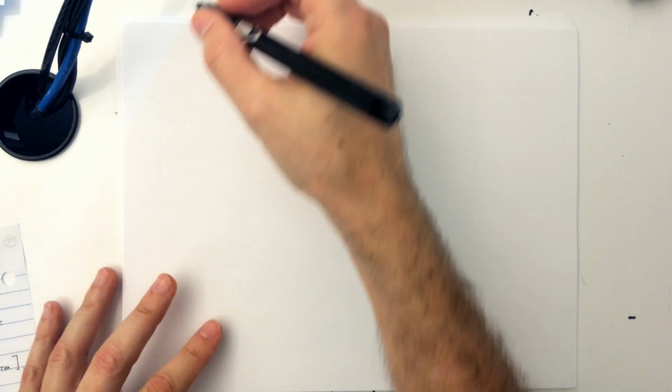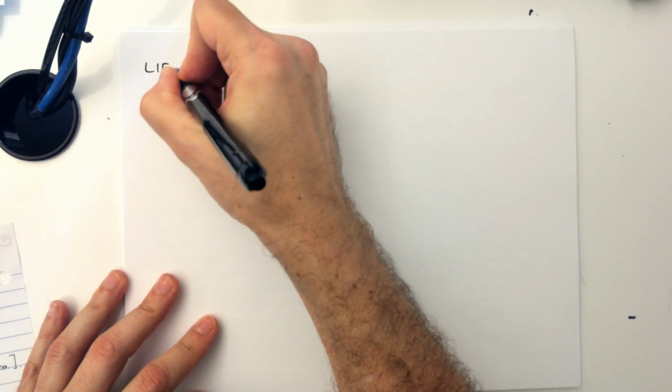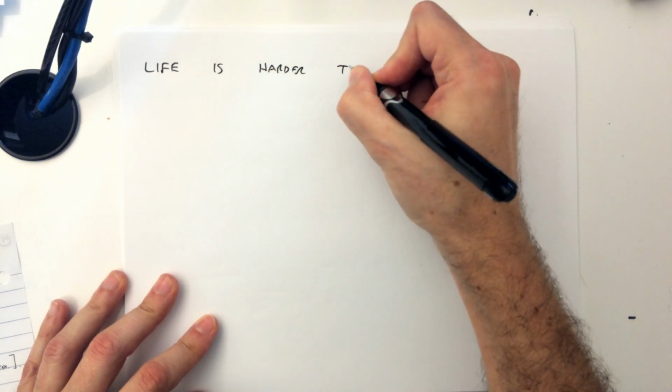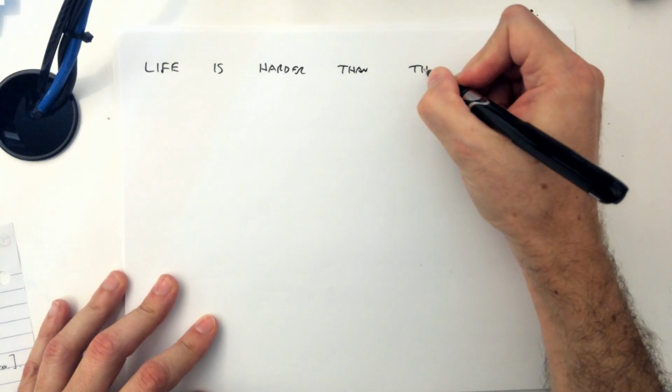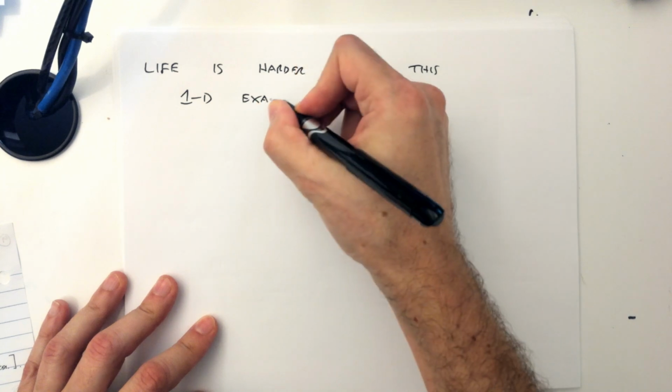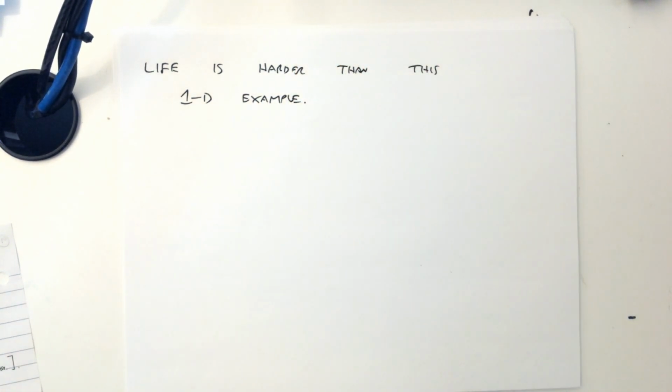So, life is harder than this kind of 1D example. For sure, it's harder on the X side. I never just have one number that I'm trying to use to predict some output. I have 10 numbers or 100 numbers. So in the real world, I have many more than just X.